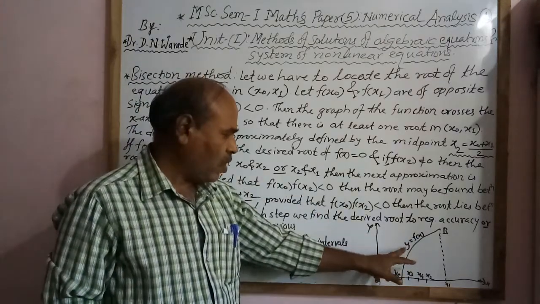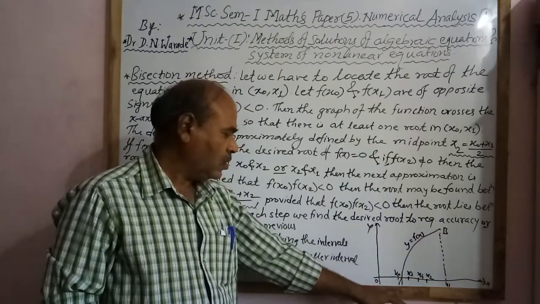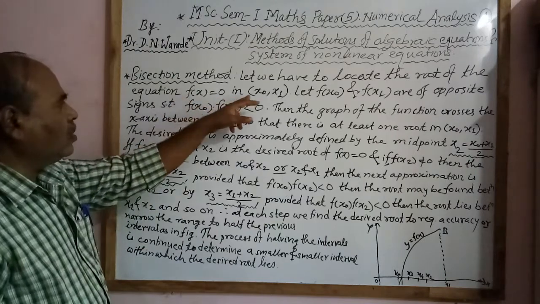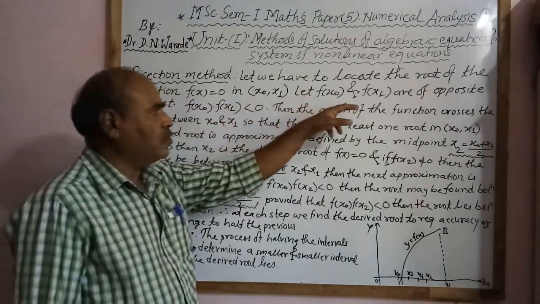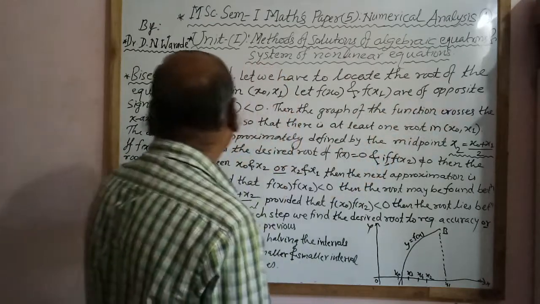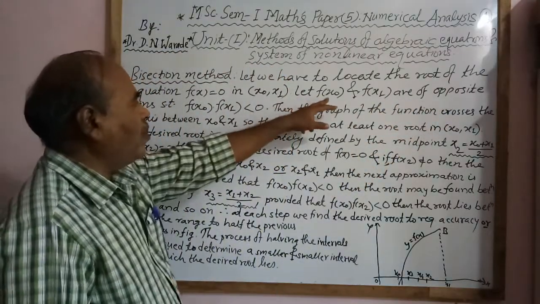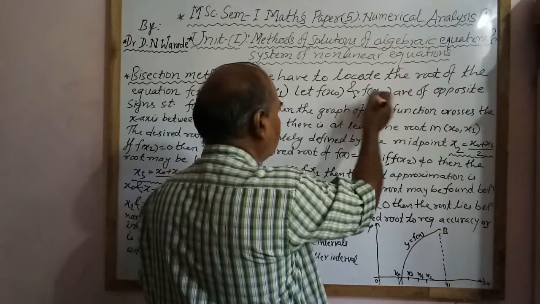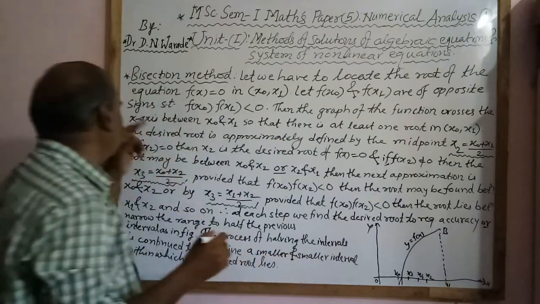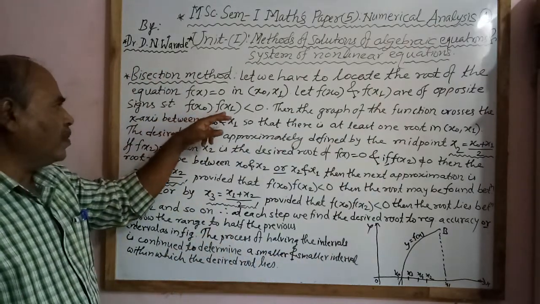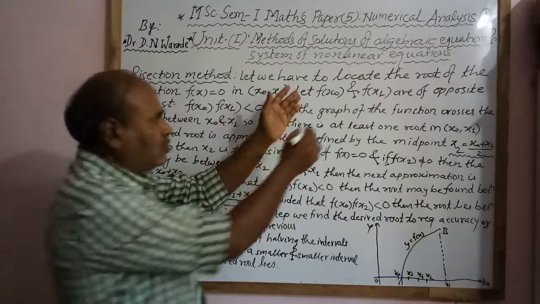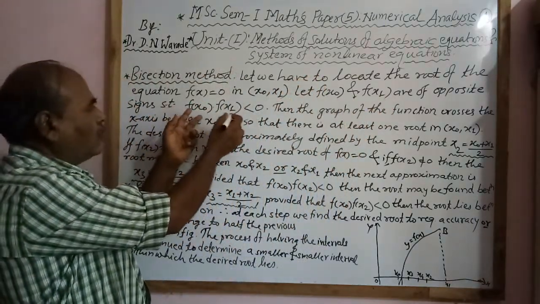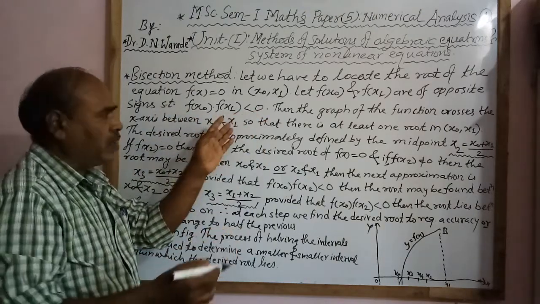This is the curve given by y equal to f of x in the figure. In the interval x0, x1, let f of x0 and f of x1 be of opposite signs. If one is positive, then the other is negative, and vice versa, so that f of x0 times f of x1 is less than 0. The product of these two is negative.